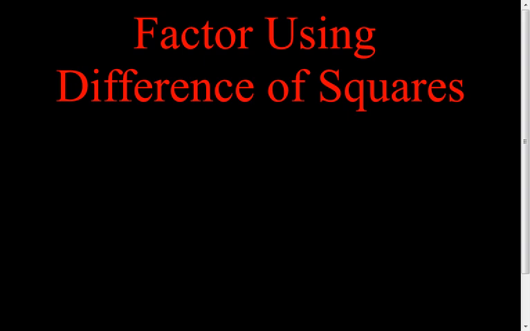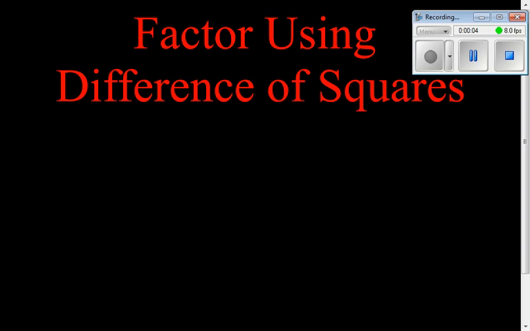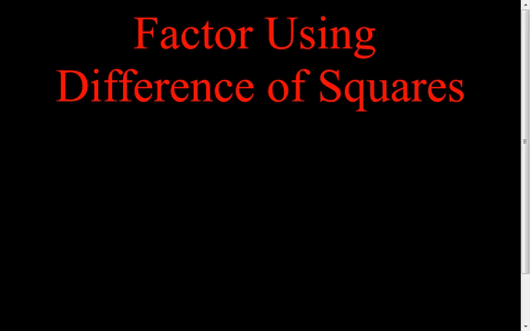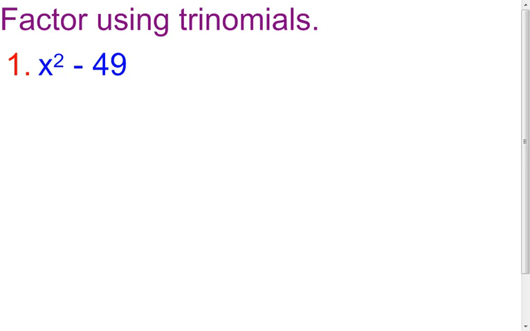In this lesson, we will be looking at factoring using difference of squares. I think you'll see some patterns here that are similar to some previous lessons. So in our first example, we need to factor x squared minus 49. Notice this goes from an x squared, and then it does not have an x term, x to the 1, and then it goes to a constant, which is negative 49.